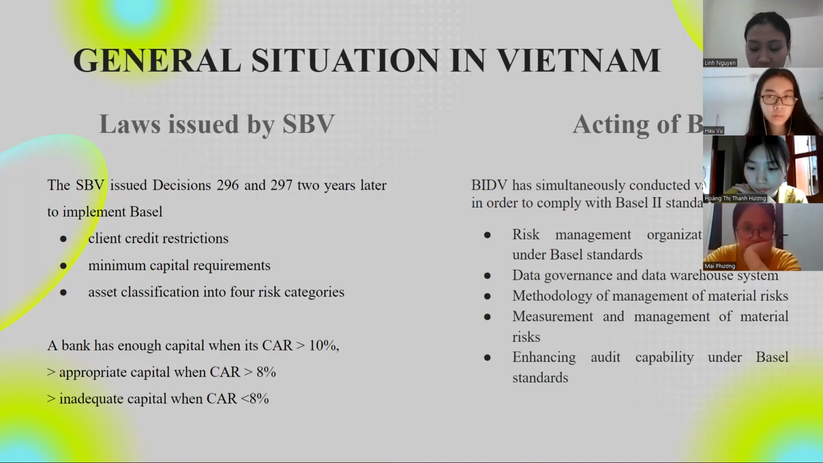simultaneously conducted various projects to comply with Basel II standards relating to the following issues: a risk management organization structure under Basel standards, data governance and data warehouse system, methodology of management of material risk, measurement and management of material risk, and enhancing audit capability under Basel II standard.